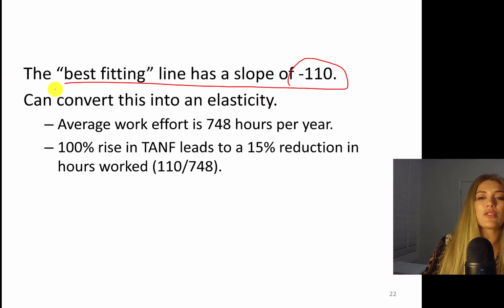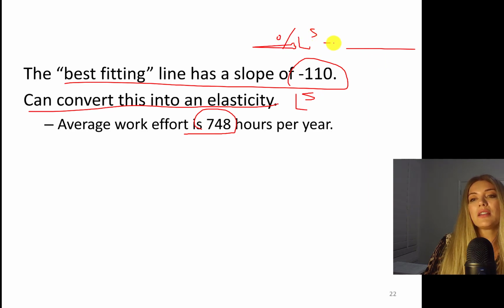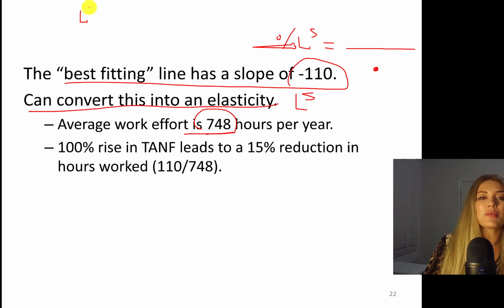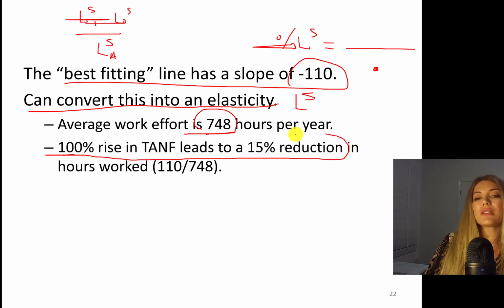So let's calculate elasticity from this, because I mentioned elasticity. Let's convert this into elasticity. Average work effort, average labor supply, is 748 hours. So if you look at percent change in labor supply, labor supply final minus initial divided by, we can put the average here. Usually we use the initial point, but you can start from the average point as the initial point. So a 100% rise in TANF leads to a 15% reduction in hours worked.